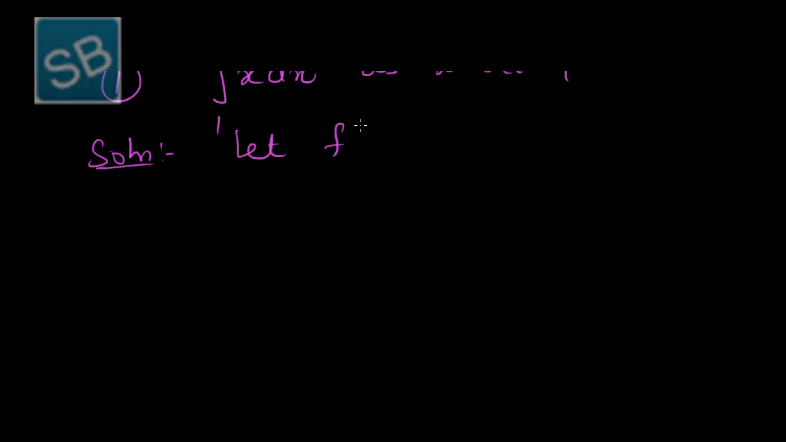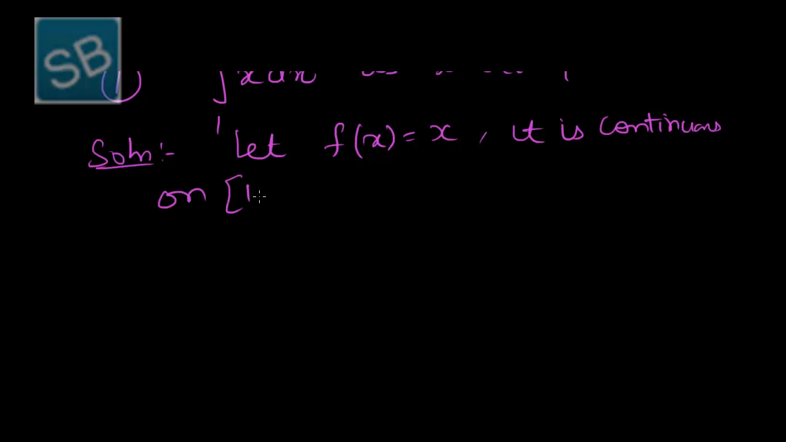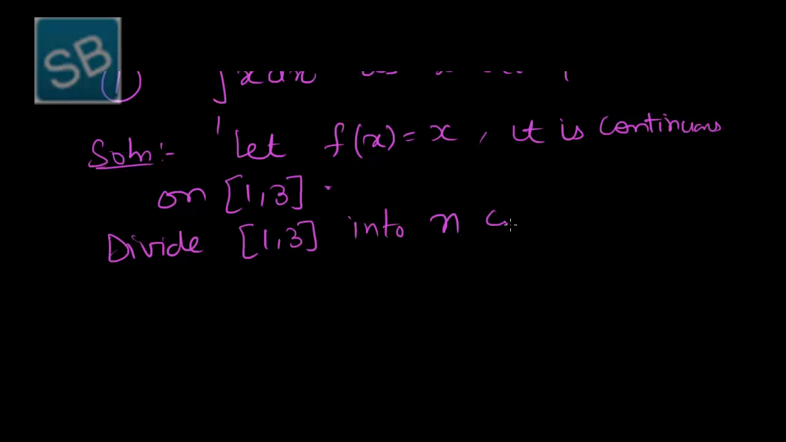Let f of x is equal to x. As it is a polynomial, it is continuous on the closed interval. Now we will divide the closed interval 1 to 3 into n congruent subintervals, that is, of equal length.